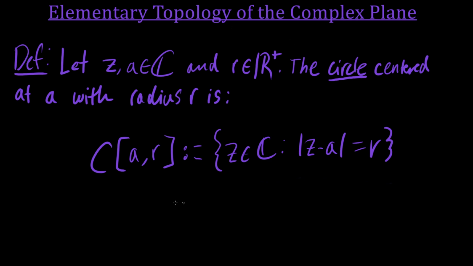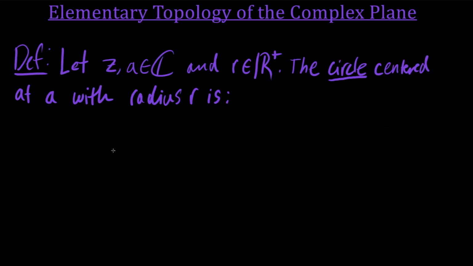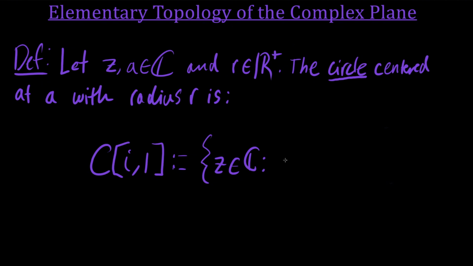Great. Now to go over a little bit of notation here, the way we're going to be defining circles here is by using a capital C and then putting the center and the radius in square brackets. Great. Now let's go over a quick example. Let's say we want to represent the circle centered at i with radius 1. How can we do this? Well, as a set of points, this is simply going to be all the complex numbers z such that the distance from z to i, which remember is the modulus of z minus i, is equal to 1, since 1 is the radius.